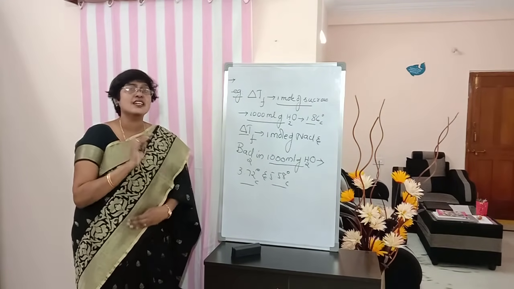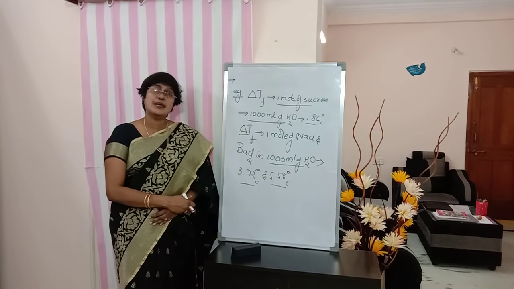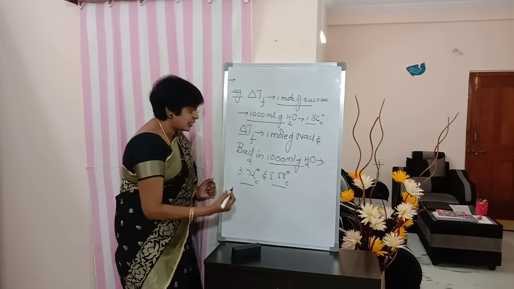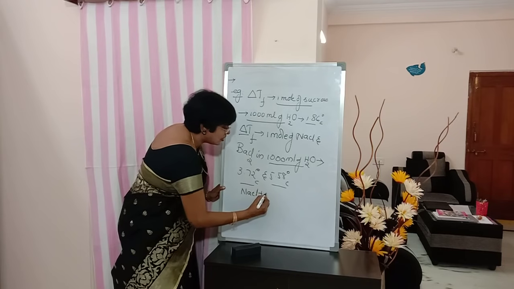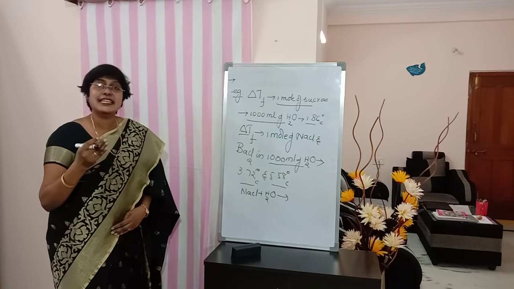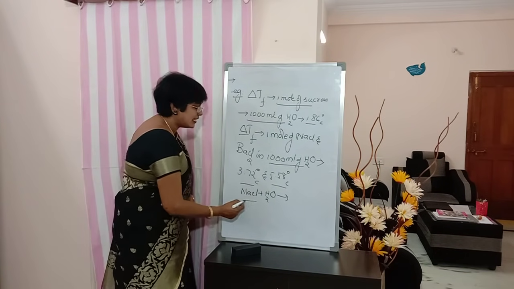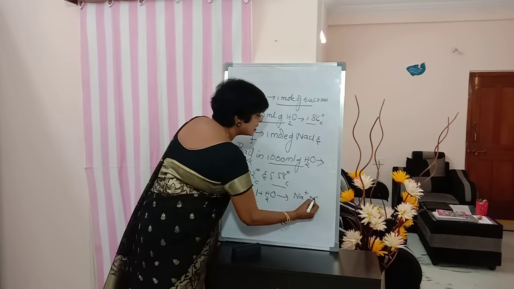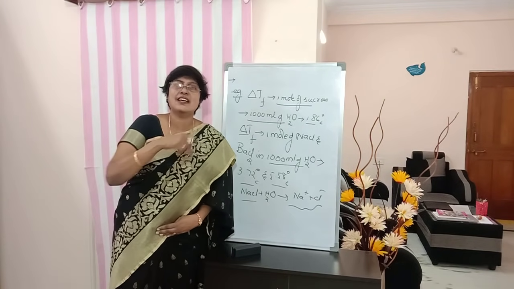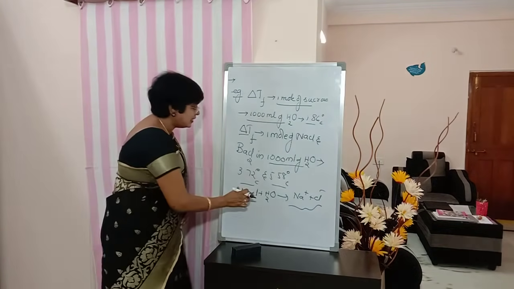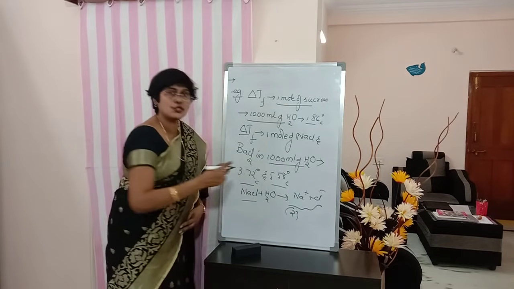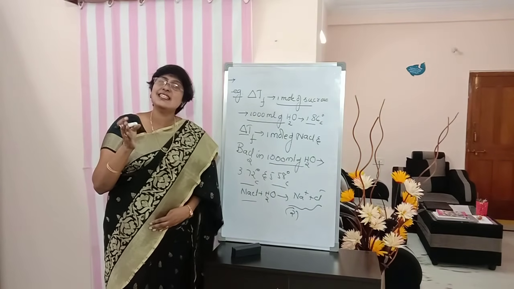NaCl's value is greater than sucrose value. Why is it being increased? Okay, so look here, students. NaCl in water. So what happens when NaCl is dissolved in water? NaCl, you know, sodium chloride. In water, NaCl dissociates into Na plus and Cl minus. When you are dissolving it in water, it is being dissociated into 2 ions. What are they, students? Na plus and Cl minus.